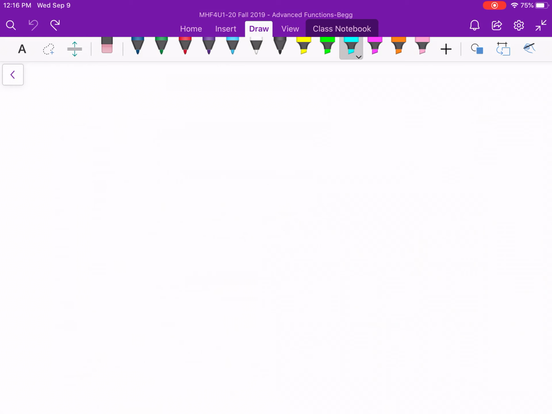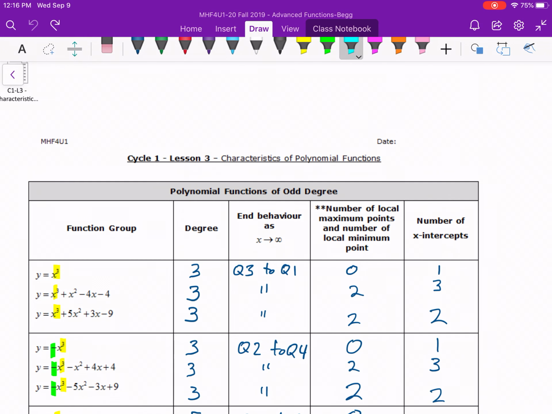So now they're all going from quadrant 2 to quadrant 4 as far as their end behavior goes. They're still all degree 3. We can tell that from looking at the equations. They all go from quadrant 2 to quadrant 4 as we're reading it from left to right. The number of maximum and minimum points, in other words, the number of turning points is still 0, 2, 2, because all I did is reflect them all, and the number of x-intercepts is still 1, 3, 2.